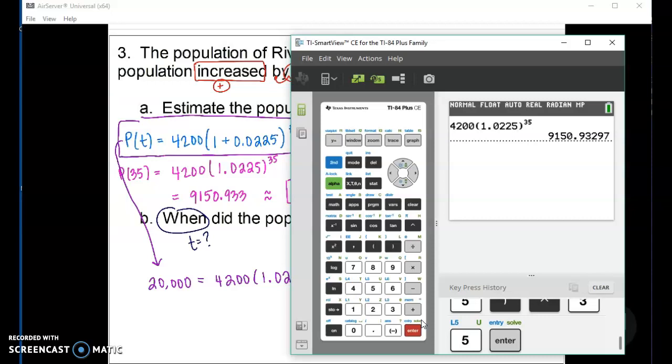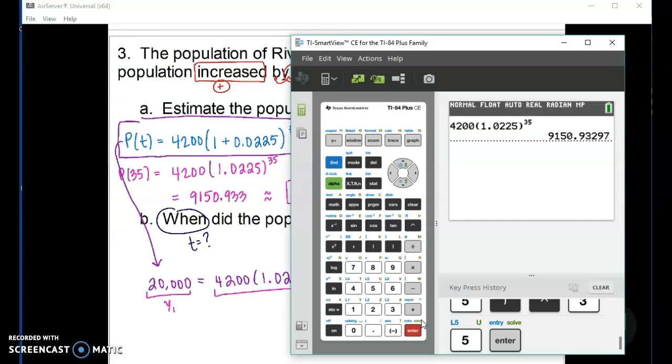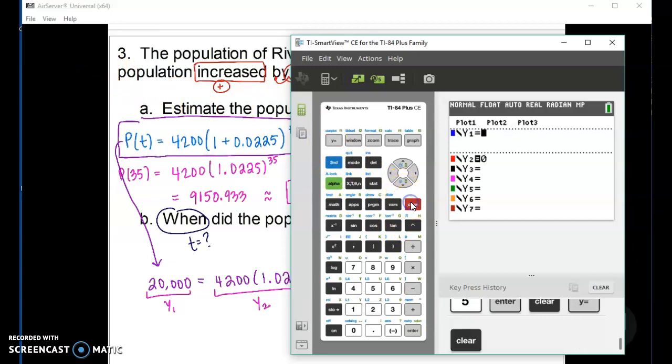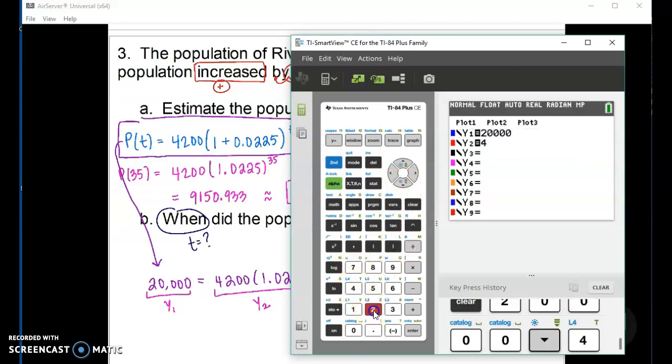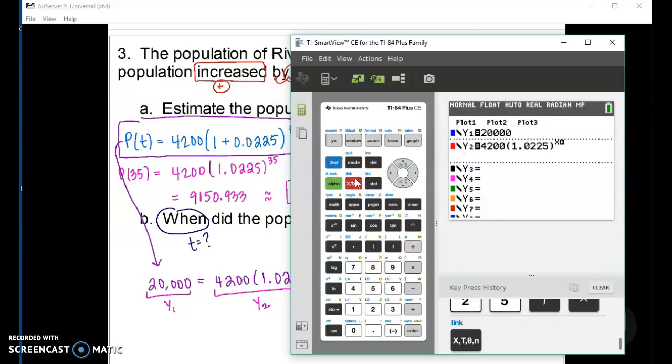So what you're going to do when you have the two equations equal to each other, we are going to use the graph on the calculator. We're going to put one side in y1 and one side in y2, and it doesn't matter which one you put where. So if you go to the graph on your calculator, in y1 I'm going to put 20,000, and then in y2 I'm going to have 4,200 parentheses 1.0225, and that's going to be to the x power.